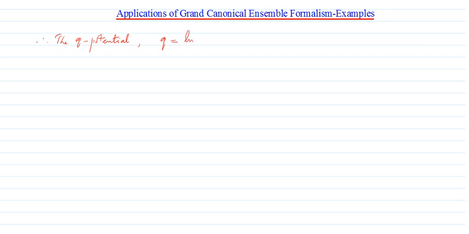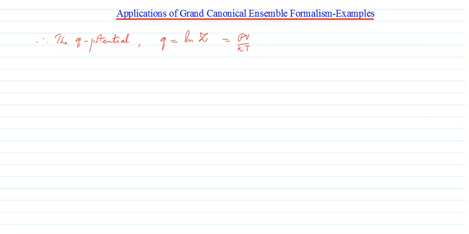which is further equal to PV by KT. Of course, by definition, Q is equal to PV by KT for any system, irrespective of whether it is a classical harmonic oscillator or a classical ideal gas. For any grand canonical ensemble system, it is log Z. So can you write log Z? Here Z is equal to 1 by 1 minus Z phi of t.